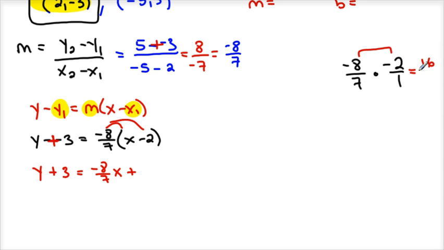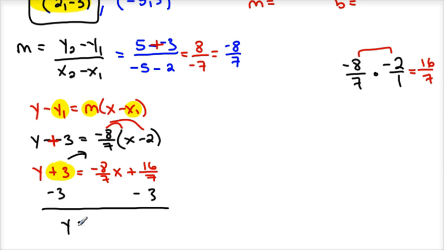8 times 2 is 16. 7 times 1 is 7. So this is 16 over 7. Almost there. I don't want this positive 3 there. I want this positive 3 on the other side. How do I get this plus 3 on the other side of the equation? Let's do the opposite, which is to subtract. Beautiful, subtract 3 from both sides. Y equals negative 8 over 7 x, and now let's figure out what this one is for a second.